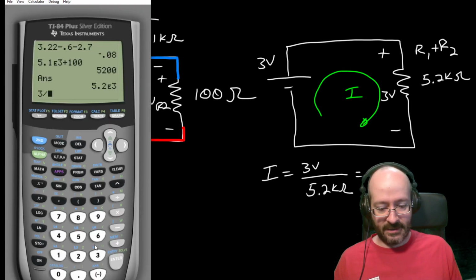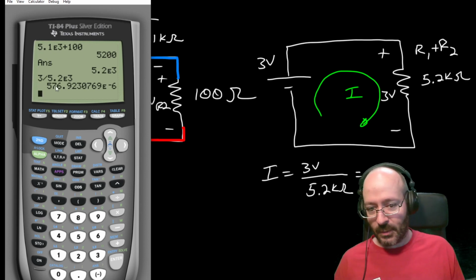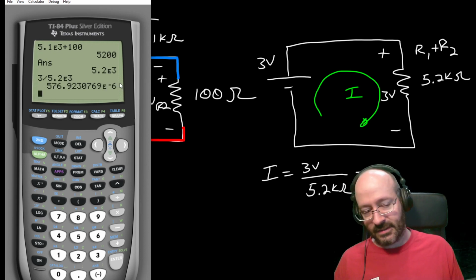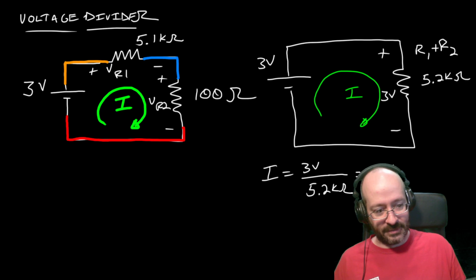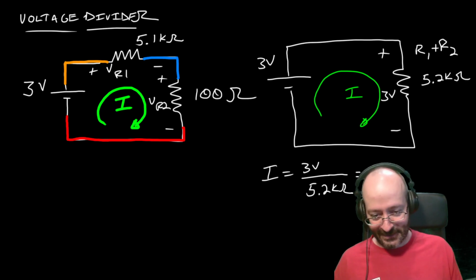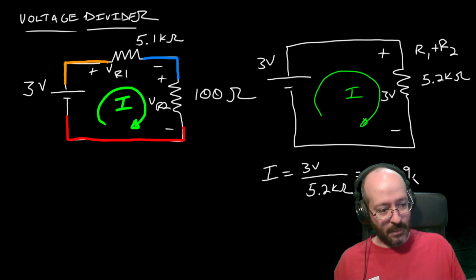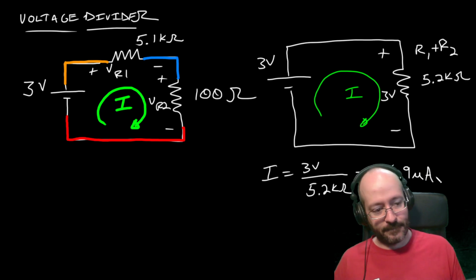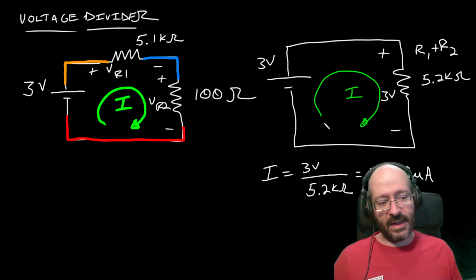So let's get a real number for that. 3 divided by 5.2K. And again, this is why I like putting in that SI prefix, because it comes out here as E negative 6. So it's 576.9 E negative 6, so it's going to be 576.9 microamps. That's millionths of an amp. Really tiny. So that current there is the same as the current over here.